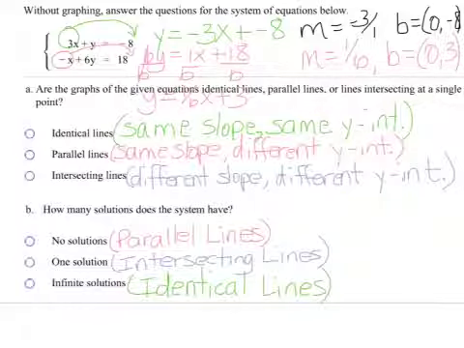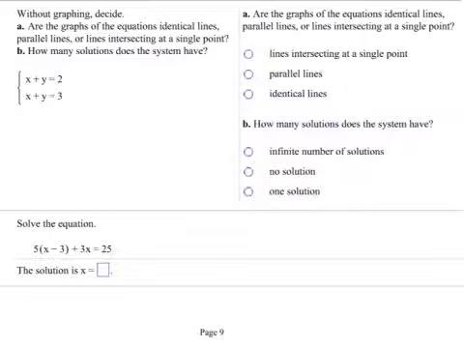So these lines are intersecting lines because they have different slopes and different y-intercepts. And I also know that there is one solution. That means that these two lines are going to intersect at one point. Now I don't know what that solution is unless I graphed it. But that's not what they're asking here. They just want to know how many solutions there are.